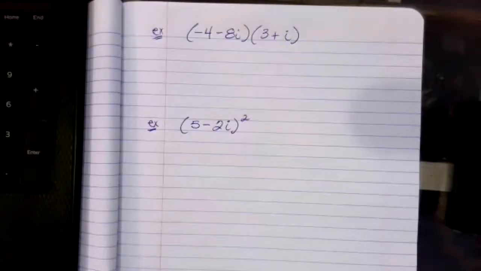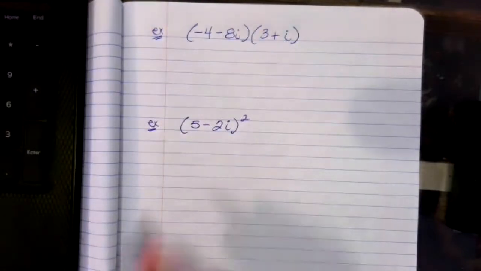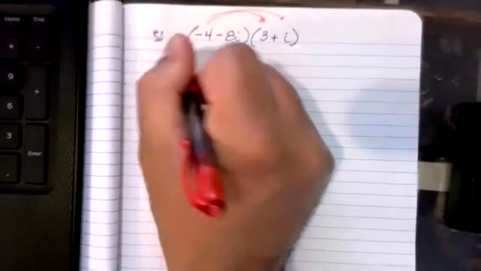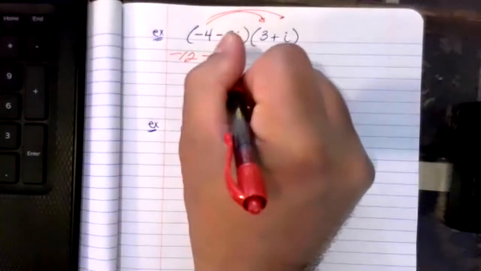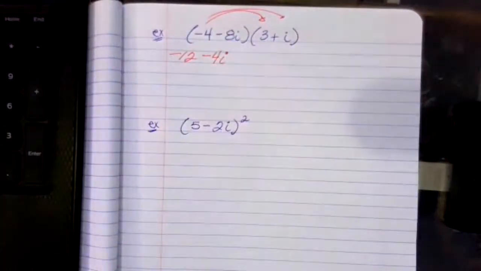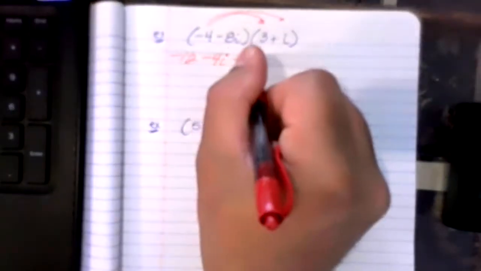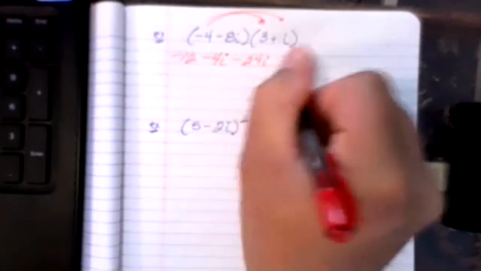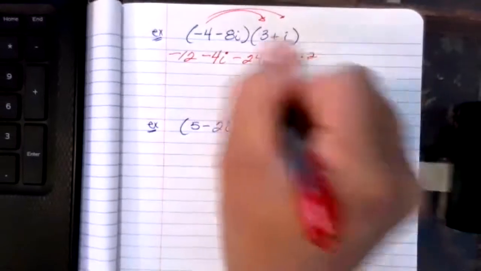So here's 2 more multiplication problems. It's a multiplication of binomials. So we could FOIL these. And we distribute our first term. That gives me negative 12 minus 4i. And then 8 times 3 gives me a negative 24i minus 8i squared.